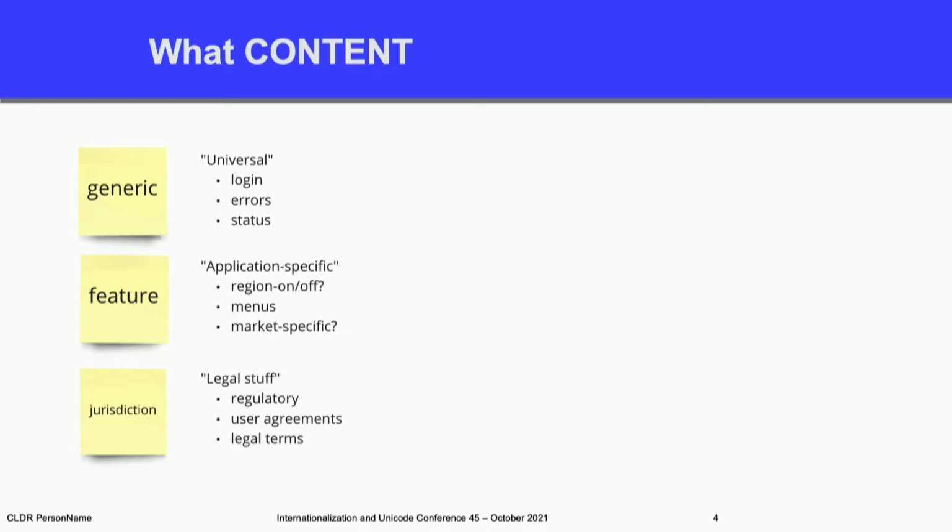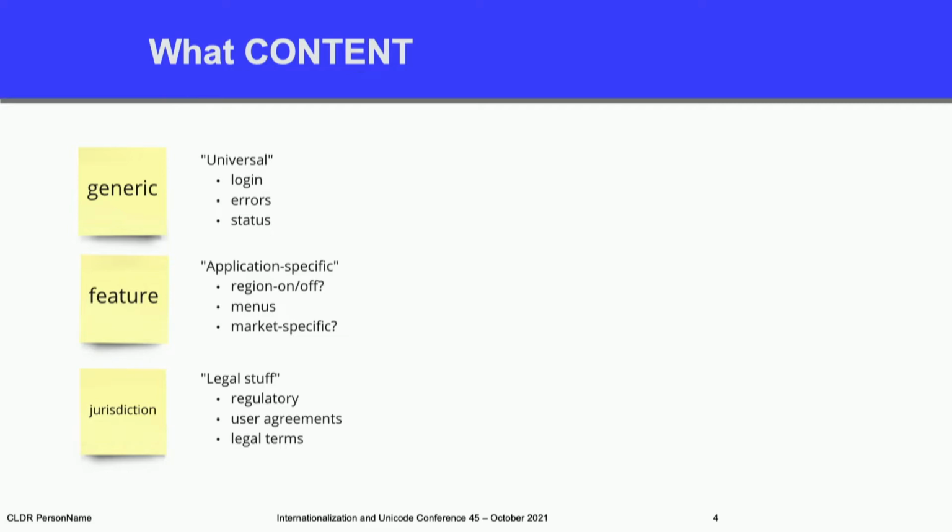So what content? You have different kinds of content. You have generic content, in that I have to send an error message to a user. That's probably not going to change from region to region. "Network not available" is probably going to be the same information no matter where you are on the planet. "Please log in." The words will change, but the meaning, what you're asking for, probably is not going to change from region to region.